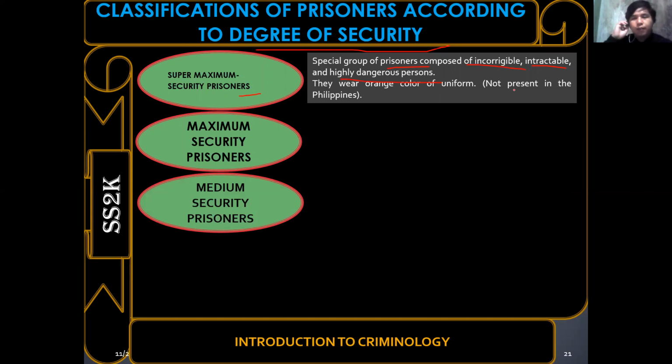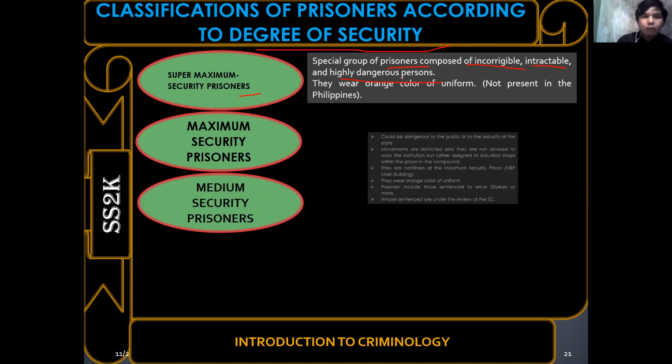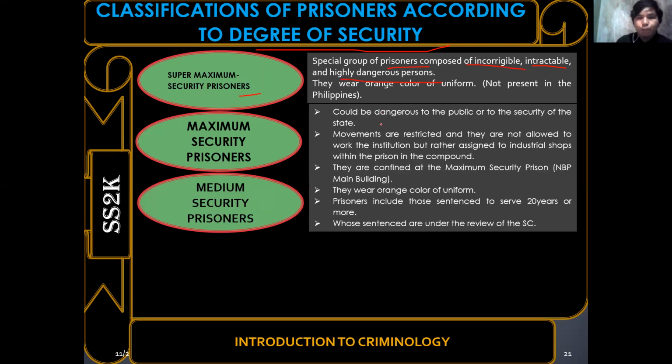It is not present in the Philippines. Ito yung mga nakakulong noon sa Alcatraz prison. Okay? Yan. So, mas mapag-aaralan po ito doon po sa subject na institutional correction. Okay? Yan. So, super maximum prisoners. These are incorrigible, intractable. Okay? Tulad nila, Al Capone. Yan. So, maximum security prisoners could be dangerous. So, maaaring ito ay dangerous kapag ka nakatakas. No? For the security of the state.